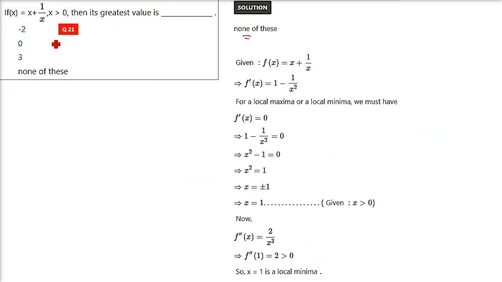X equals to 1 is the local minima actually. X equals to 1 because x is greater than 0. If it would not have been given x greater than 0, then the outcome would have been different. The result would have been different.